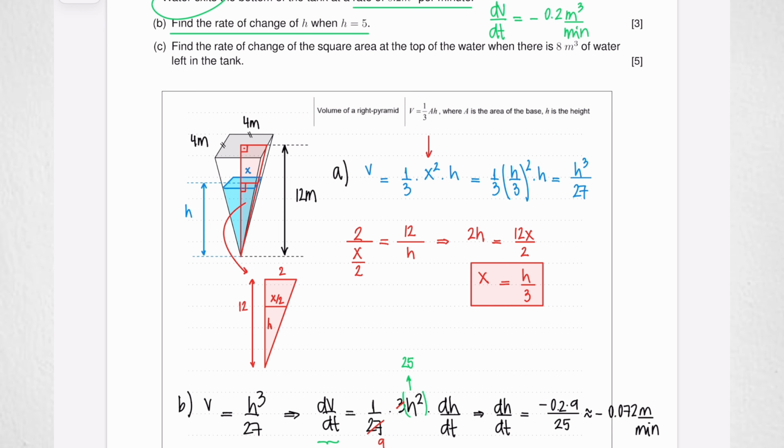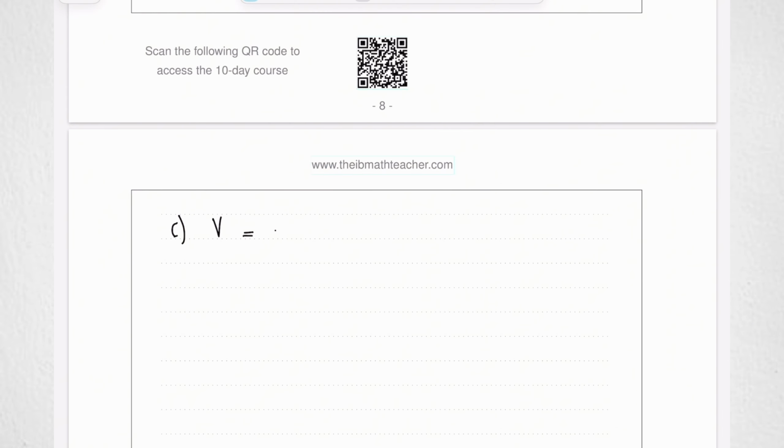We need to find the rate of change of the square area on top when the volume is 8 meters cubed. Now if you start with the formula for the volume with respect to the area of the base, and remember that this is the area of the base, you can already differentiate this equation with respect to time. And by doing so, we can see whether we have all the information that we need, or if we need to find something else which is missing. So let's do just that.